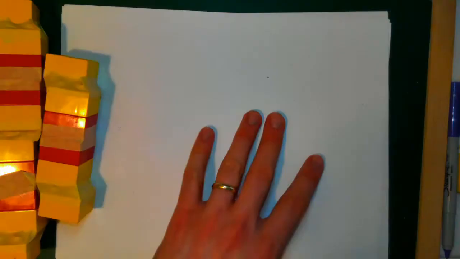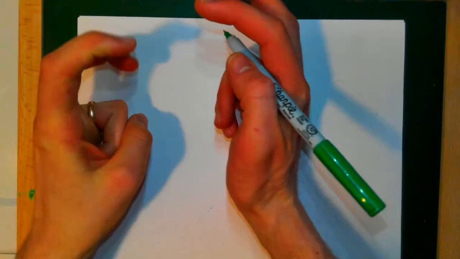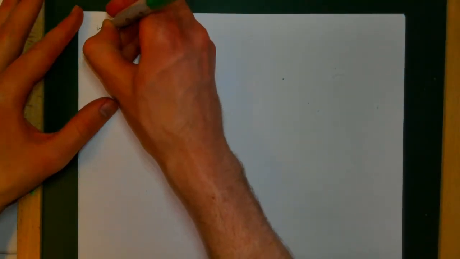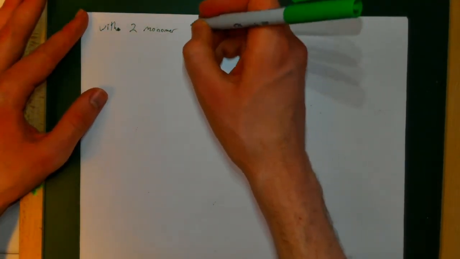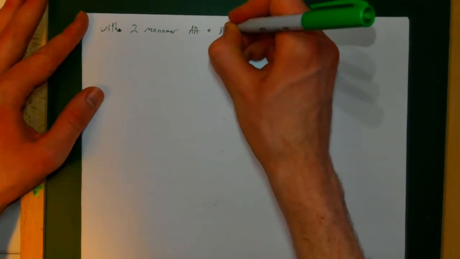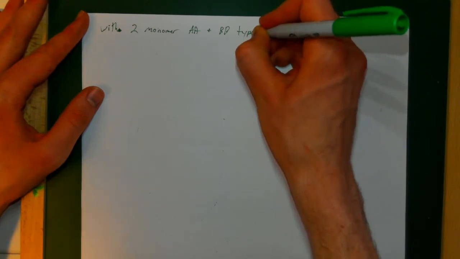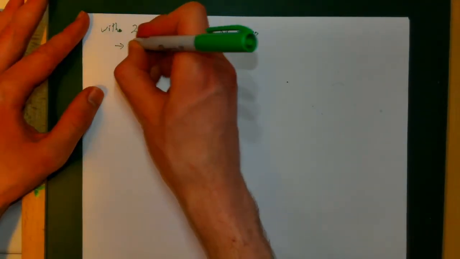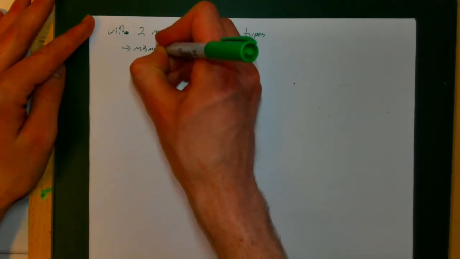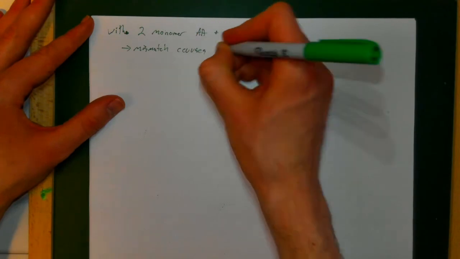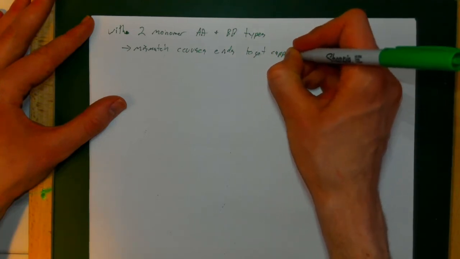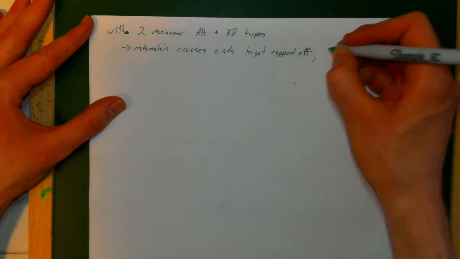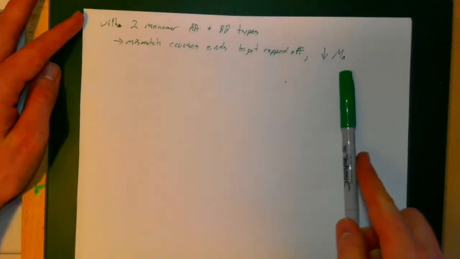So when considering the 2 monomer type polymers, like A plus B types or configurations, if I have a mismatch, it causes ends to get capped off, and that basically lowers my molecular weight, right? That lowers my molecular weight.